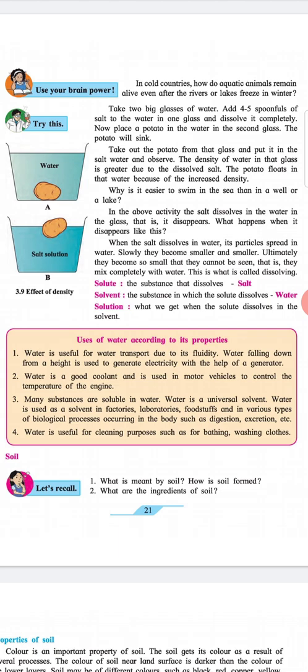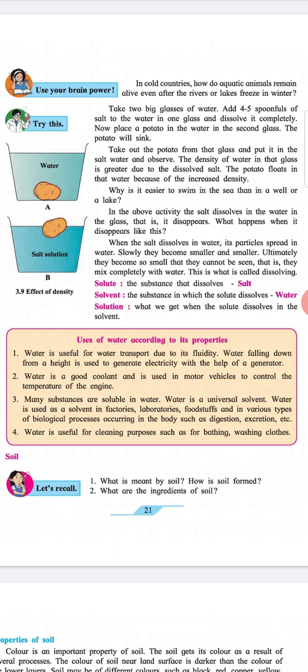The density of water in that glass is greater due to the dissolved salts. The potato floats in that water because of the increased density. Why is it easier to swim in the sea than in a well or a lake? In the above activity, the salt dissolves in water in the glass. That is, it disappears. What happens when it disappears like this?